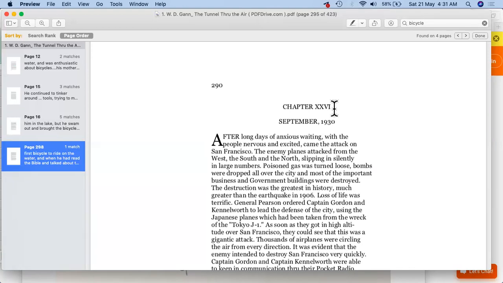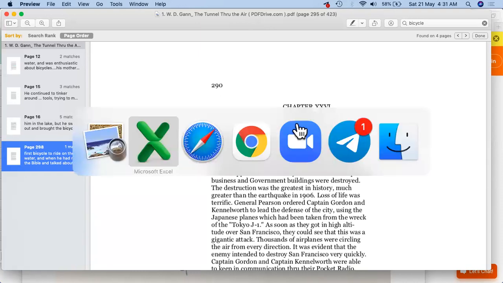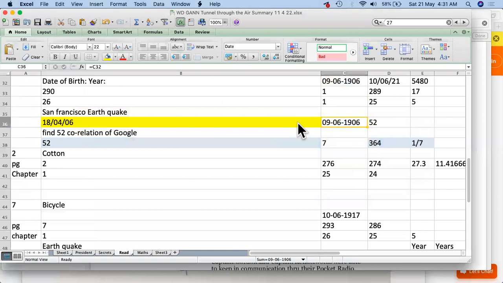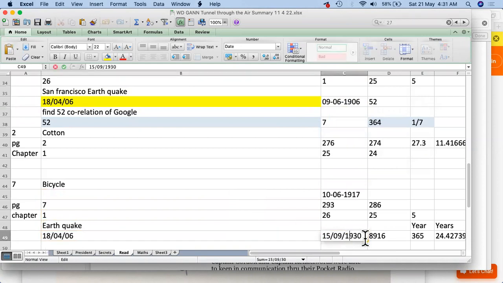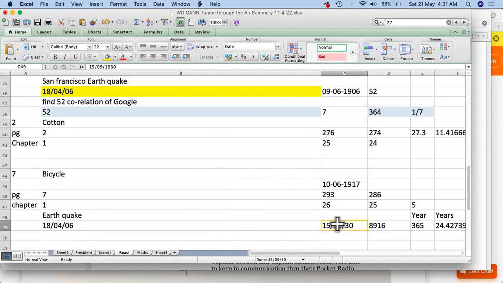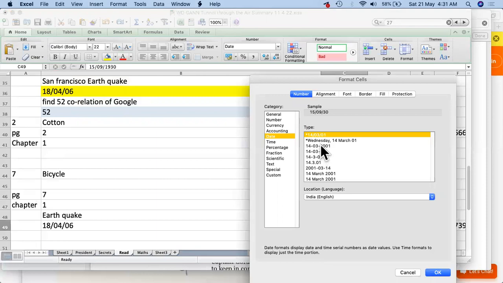26th chapter, and the date is September 1930. That is only the month and the year. So let's take something around the middle of the month and do some calculations on the basis of that. So we consider the same mid date, that is 15th of September 1930. I'll just put it across into the date format so that we don't get confused.